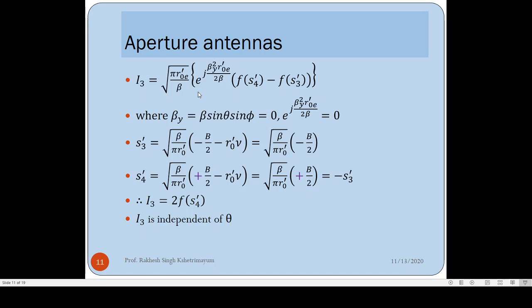How about the I3? Let's look at the I3 dependence on theta. For I3, beta y is 0, so this exponential term will become 1 here. Then this S4 dash and S3 dash. And since sine theta, sine phi is 0, mu is 0. So it is independent of theta here. It's also independent of theta here. So I3 will be 2f S4 dash, and I3 is totally independent of theta. So I3 will not contribute anything in the far field normalized radiation pattern of the horn antenna. Only I2 will contribute to the H-plane radiation pattern of the pyramidal horn antenna.